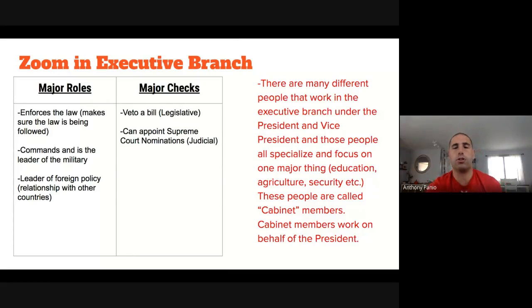So when I ask you the trick question, who runs the military, and you want to say the generals, it's not. It's the president. The president makes all final military decisions, with, of course, the advice of his or her generals.